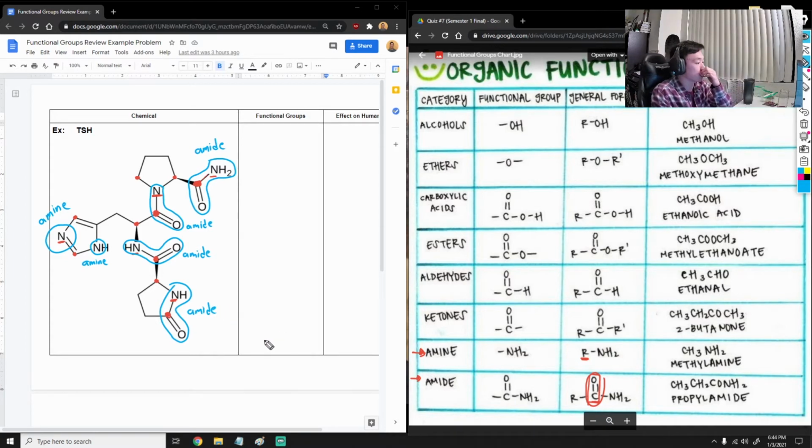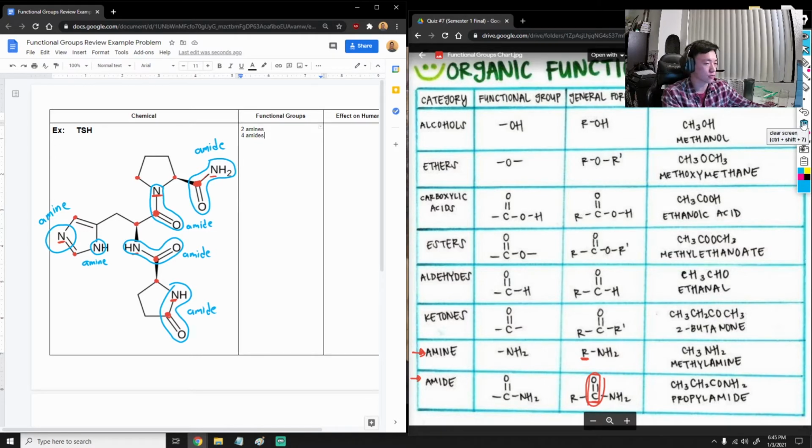Okay, so those are all the nitrogens, and we figured out that there are 4 amides and there are 2 amines. So here, in the functional groups part, I'm just going to put 2 amines, and then we also have 4 amides. All right, now let's just double check and make sure we didn't miss any of the other functional groups.